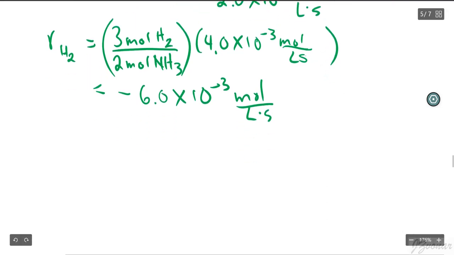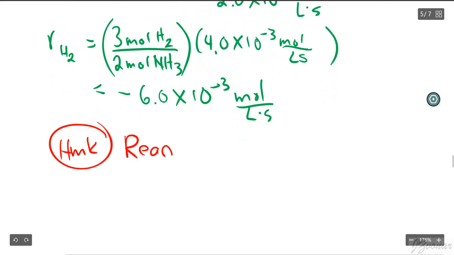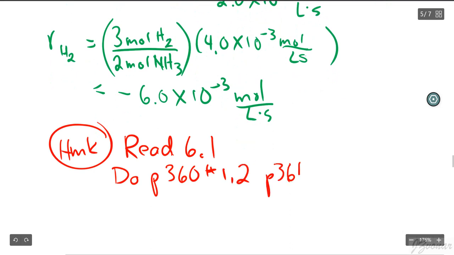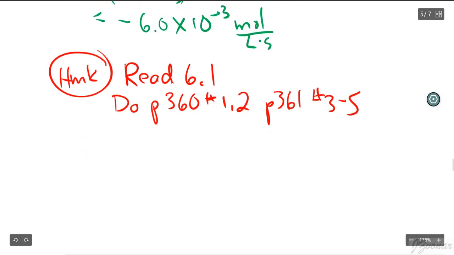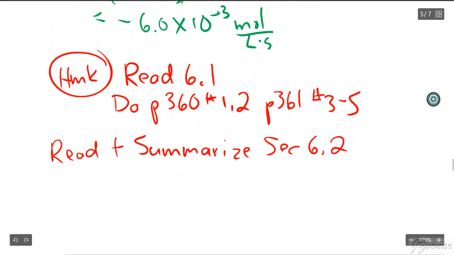All right, so homework, folks, is read 6.1 and answer on page 360, numbers 1 and 2, and on page 361, questions 3 to 5 to practice calculating these rates. And one other thing that I'd like you also to do is to read and summarize section 6.2, which discusses some of the factors that affect the rate of the reaction.